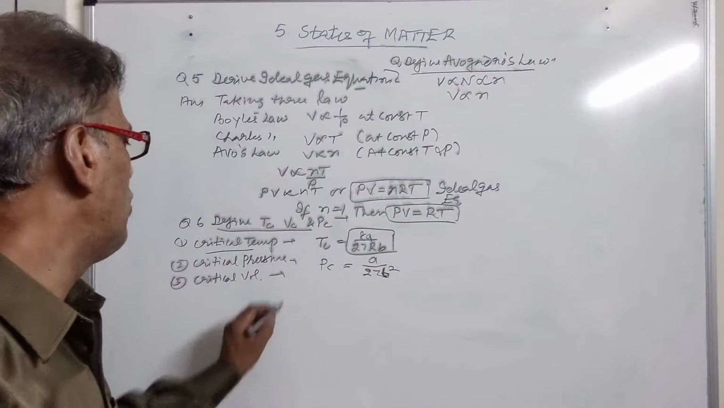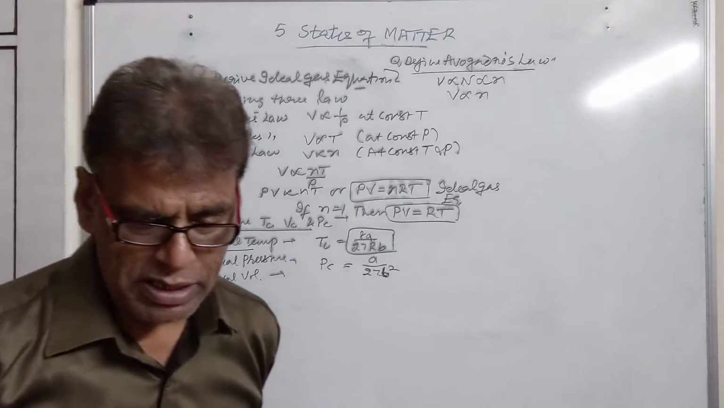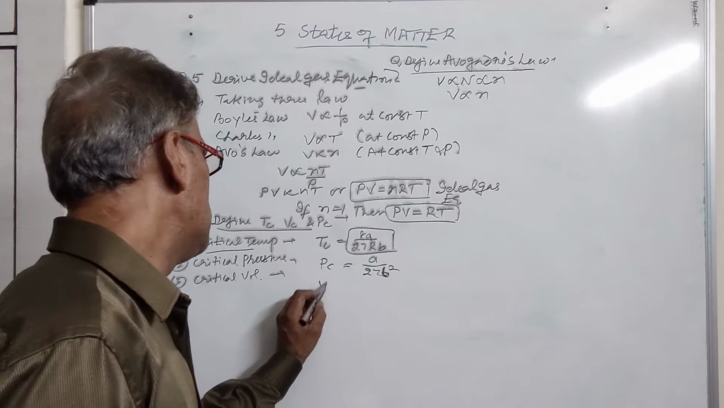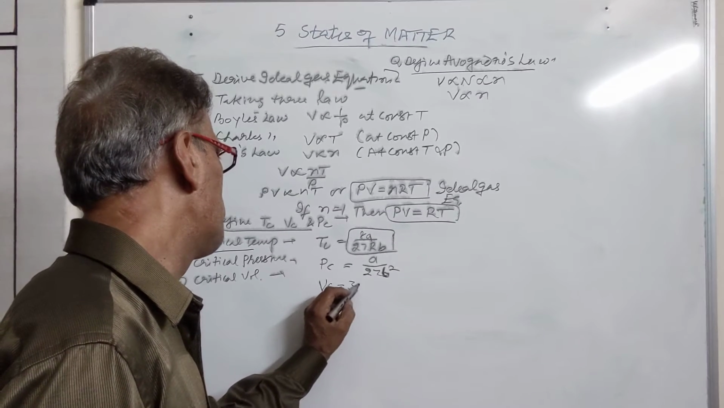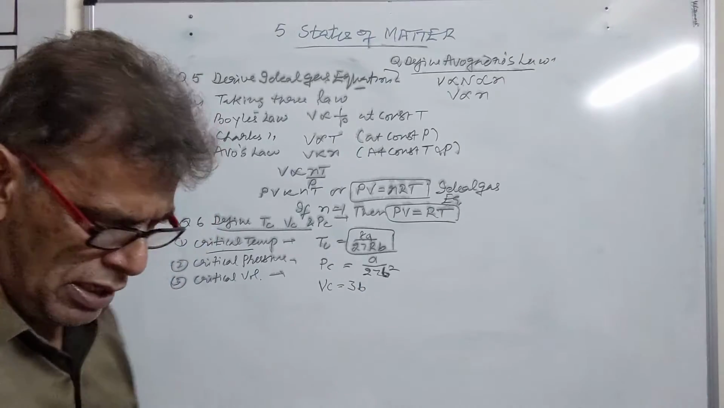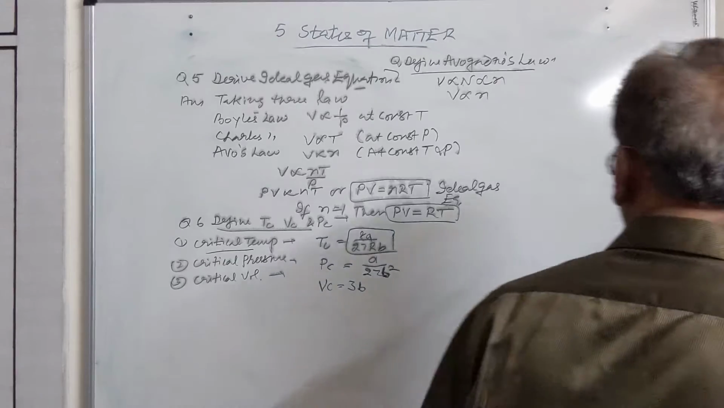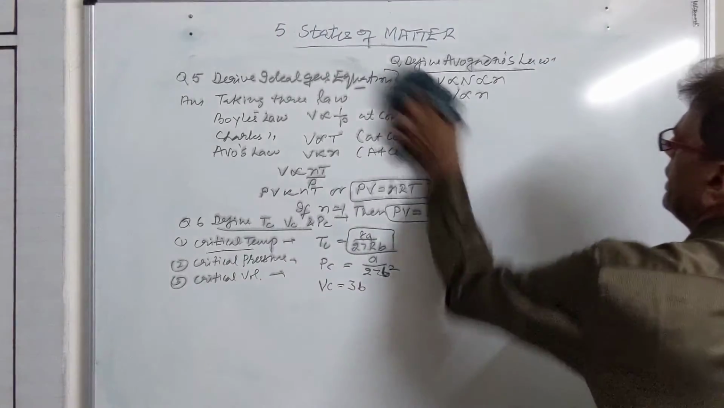Then we have critical volume. It is the volume occupied by 1 mole of gas under critical temperature and critical pressure. Vc is equal to 3b. So these are three important properties of the gases which are likely to be discussed.